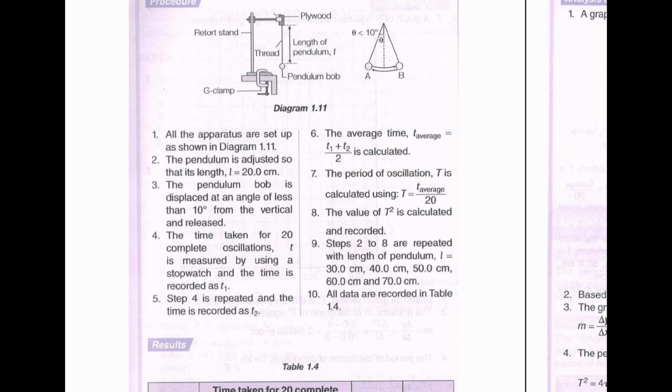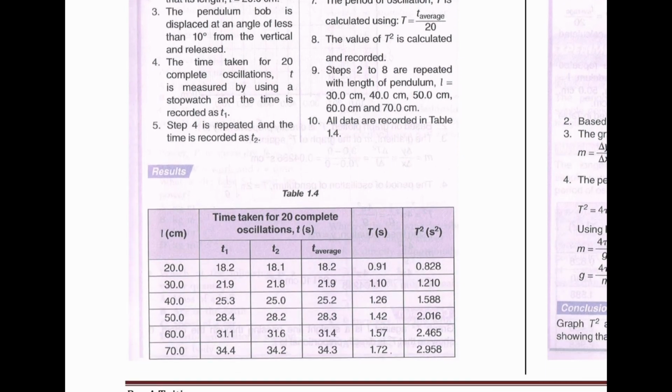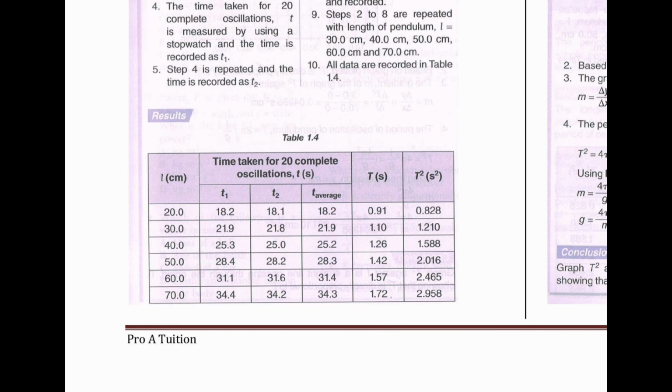You can see the table here. T1, T2, then take the average, then you divide by 20 to get the period, then you square it. If you are wondering why they square it, it is because they want to get a straight line. They know that T squared versus L is a straight line graph. So that's why they square it.